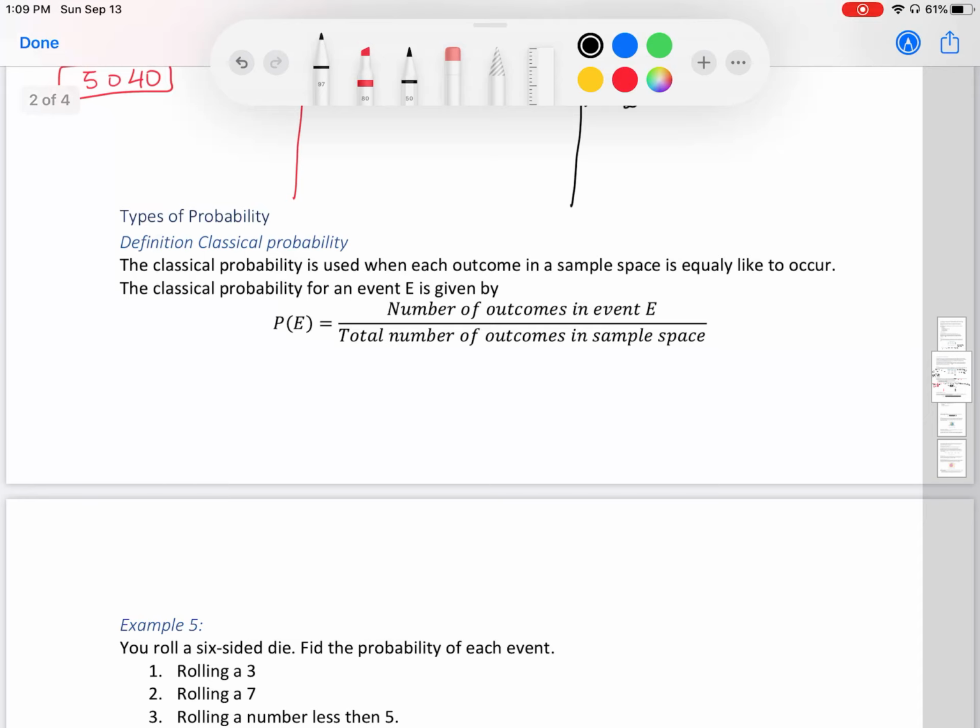Types of probability. The classical probability is used when each outcome in a sample space is equally likely to occur. The classical probability for an event E is given by P(E) is equal to the number of outcomes in event E divided by the total number of outcomes in the sample space. So I think of this as your question or your part divided by your whole, your total.